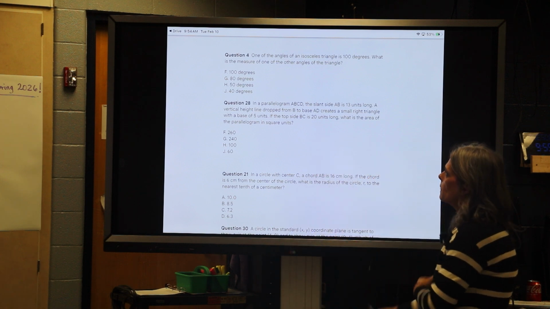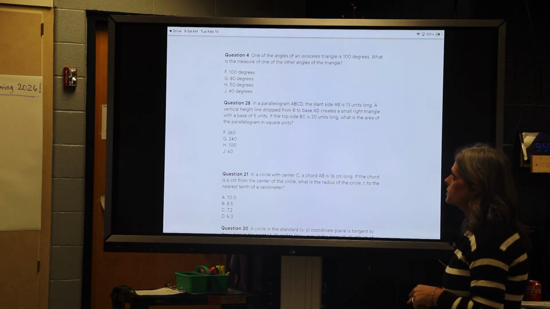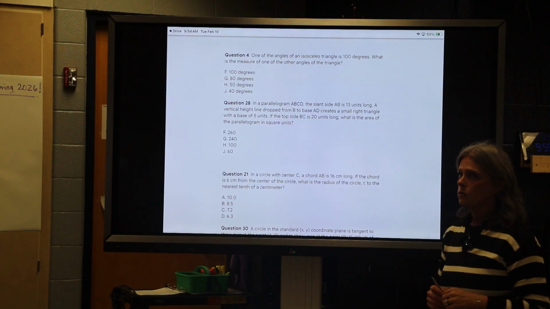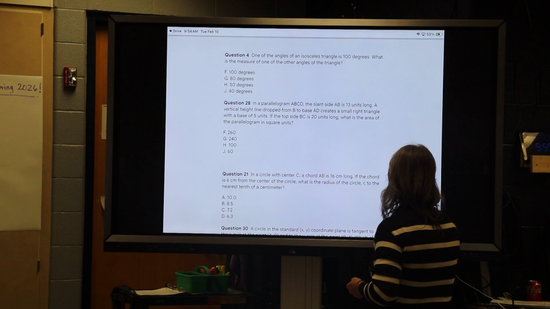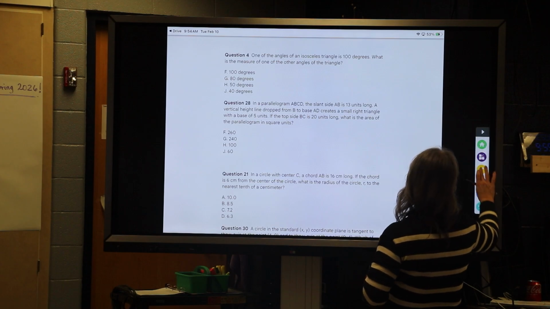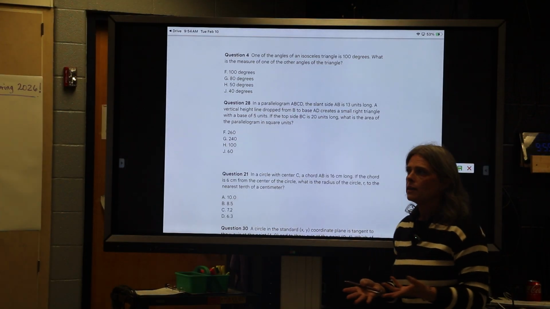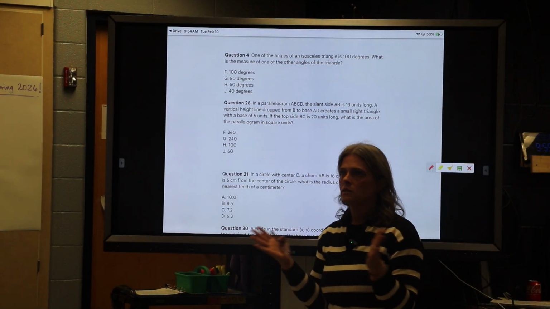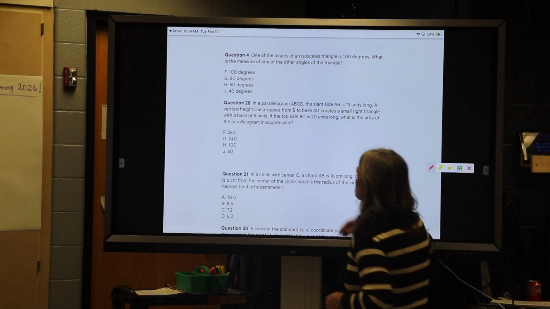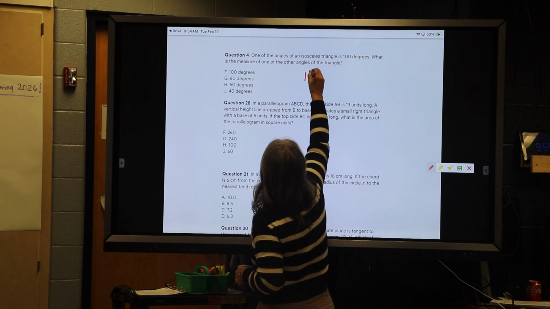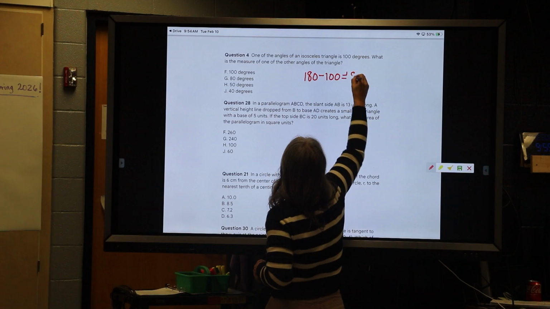So question 4. One of the angles of an isosceles triangle is 100 degrees. What is the measure of one of the other angles in the triangle? Okay, isosceles tells me that 2 sides are equal and 2 base angles are equal. And because this is a 100-degree angle, I know this has to be the vertex angle because 100 times 2 would be 200. That's too many degrees for a triangle. So this is just going to be 180 minus 100, which is 80.